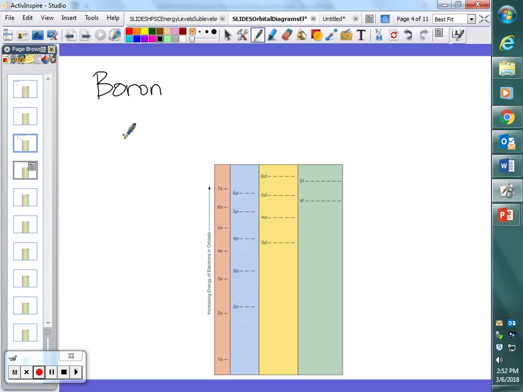All right, so boron. We go to the periodic table, we find that boron has 5 electrons. Our Aufbau diagram says that orbitals are filled from lowest to highest. The lowest orbital is always what? 1s. So I'm just going to go back to lines this time. If you want to keep using boxes or circles, feel free to do so.